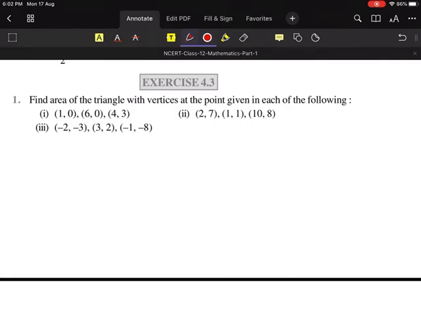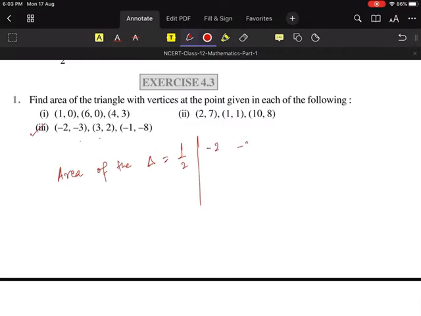Now, find the area of a triangle with vertices at the points given in each of the following. These are all easy. Let's do question number 3. So, here, x1, y1 is this thing. x2, y2 is this thing. And x3, y3 is given this. Now, you have to find the area of the triangle. So, let us do that. Area of the triangle is equal to half into what will it be?